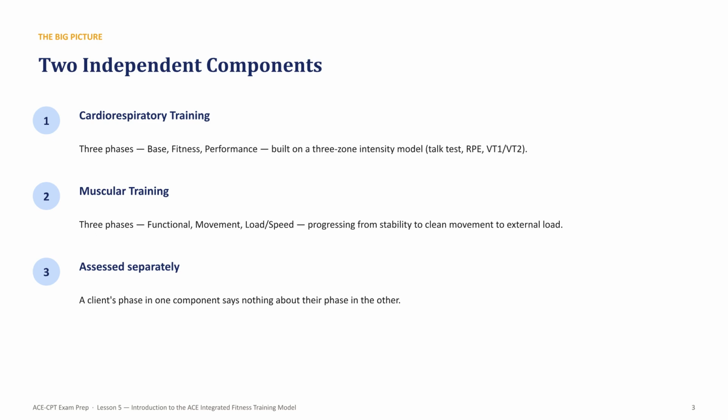And here's the part that trips people up on the exam. These 2 components are assessed separately. A client's phase in cardio training tells you nothing about what phase they're in for muscular training. You could have someone who's an advanced runner but still needs to rebuild basic postural stability in the weight room, or the reverse. Both are completely normal, and the model is built to handle exactly that.